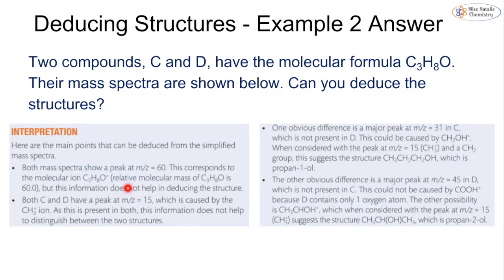So you can see that we've got the answers here, confirming that in C, we have this 31, which tells us it was propan-1-ol, whereas D has the peak at 45, and it tells us that it is propan-2-ol. That's it for mass spec. If you want to practice that more, there are some questions that you can find on the internet, or you can check past papers to see if there are any specific questions. You may wish to check Unit 2 and Unit 3.